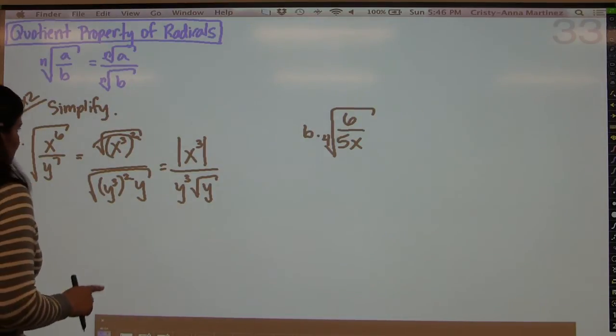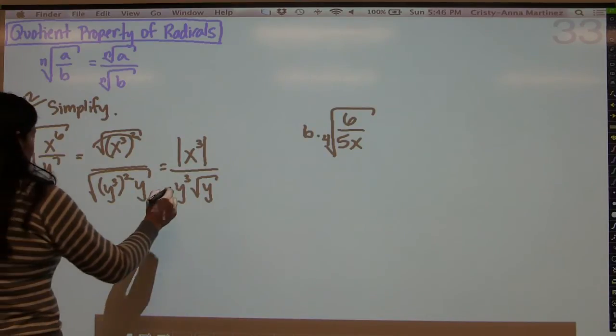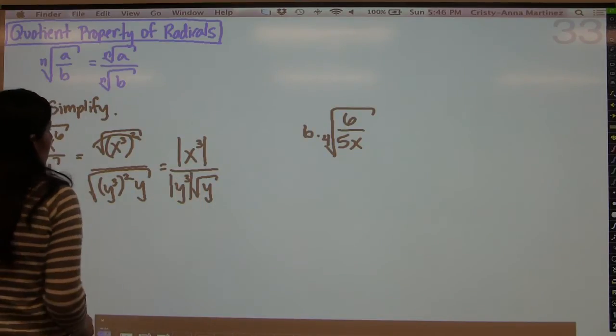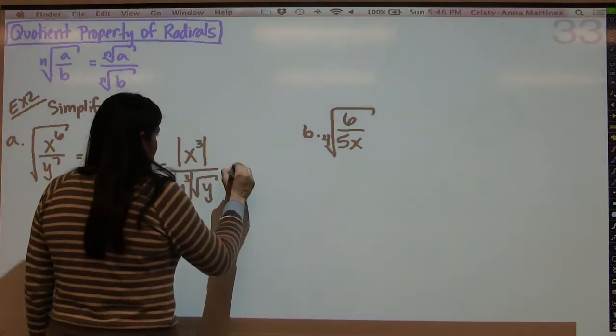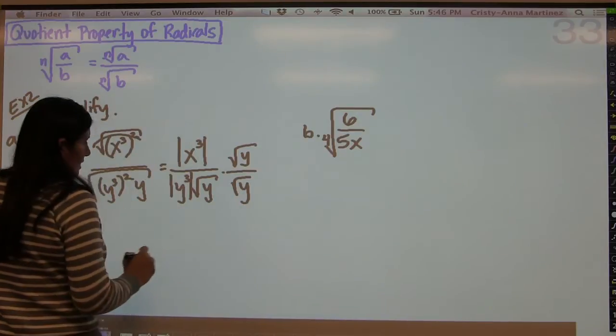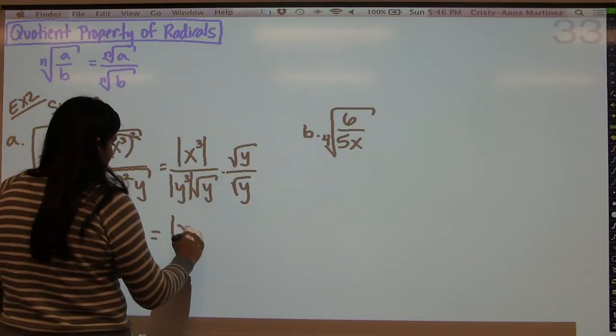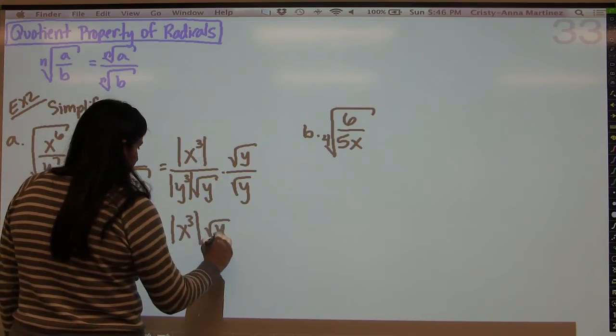Okay, and that's what I meant when I said earlier that you're going to have to be careful with the issues of absolute values. You also want to have absolute values on your y cubed there. But you're going to have issues with the square root of y at the bottom. You should not have any square roots on the bottom. So to get rid of the square root, you have to multiply by another square root y. And so now on the top you have absolute value x cubed root y.